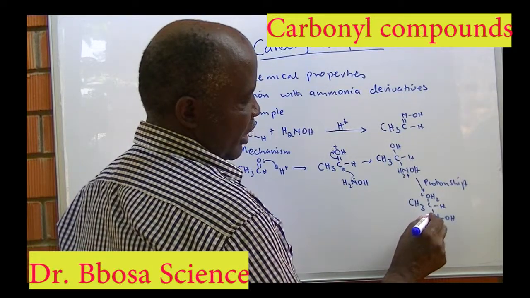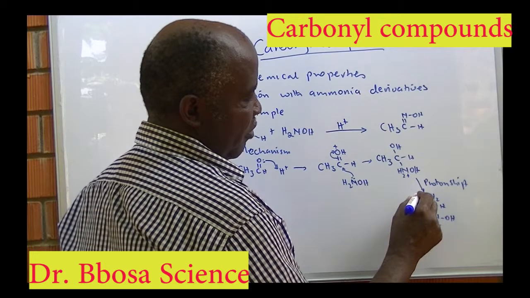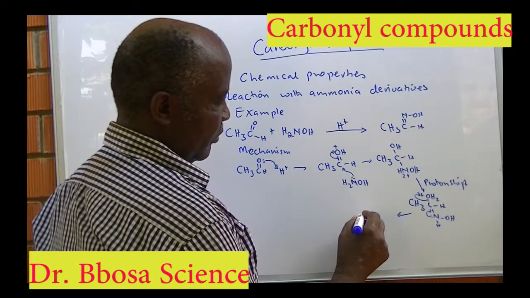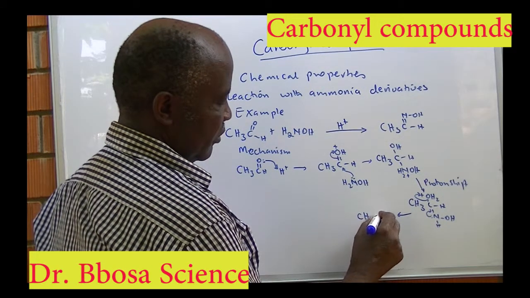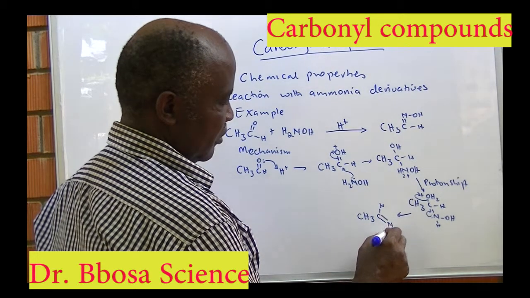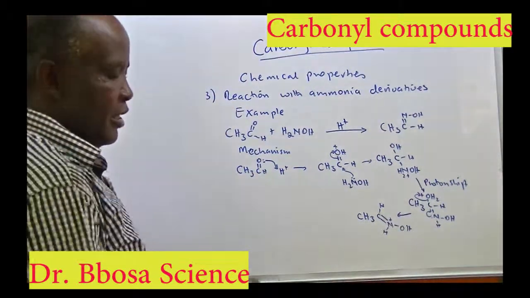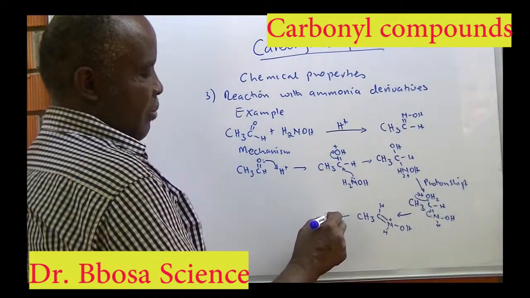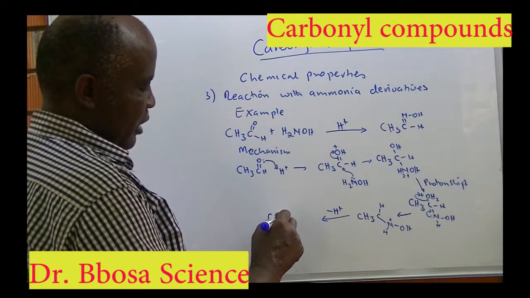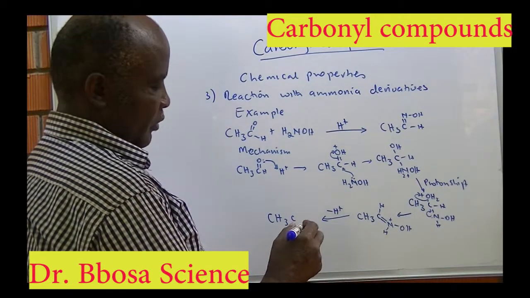nitrogen uses a pair of electrons to form a double bond. A water molecule breaks off. Nitrogen acquires a positive charge. Then a positive charge is subtracted from the molecule. We get the product.